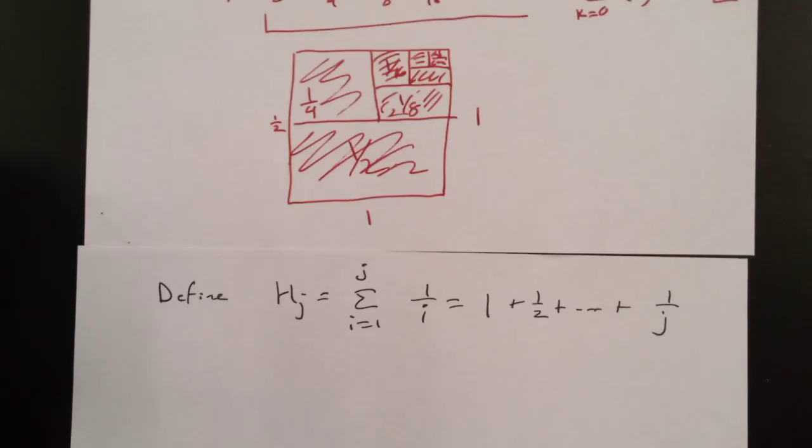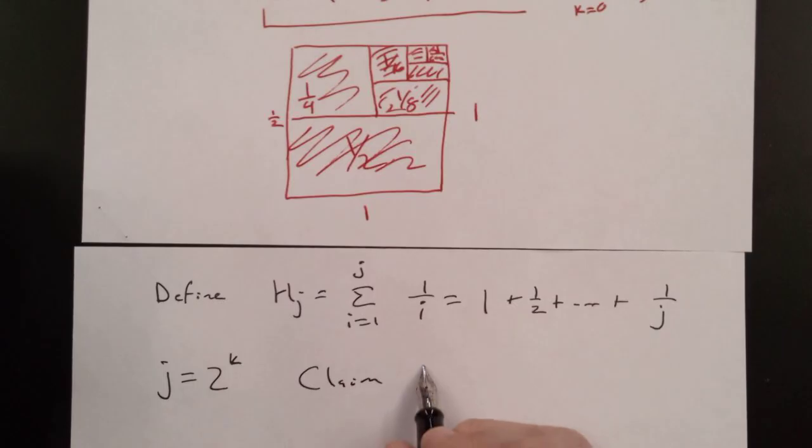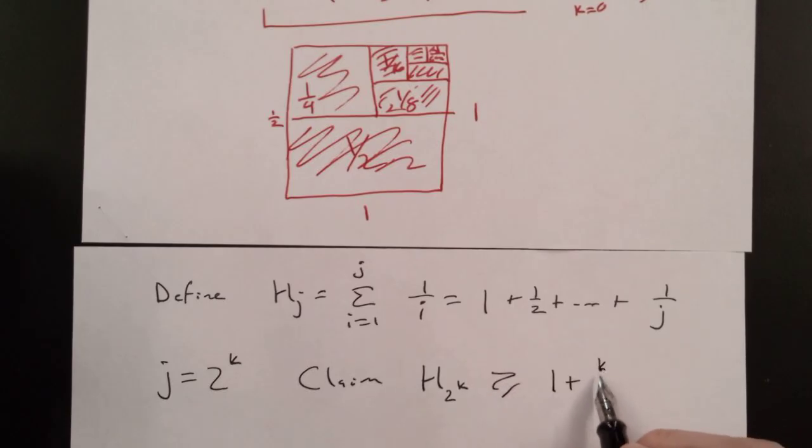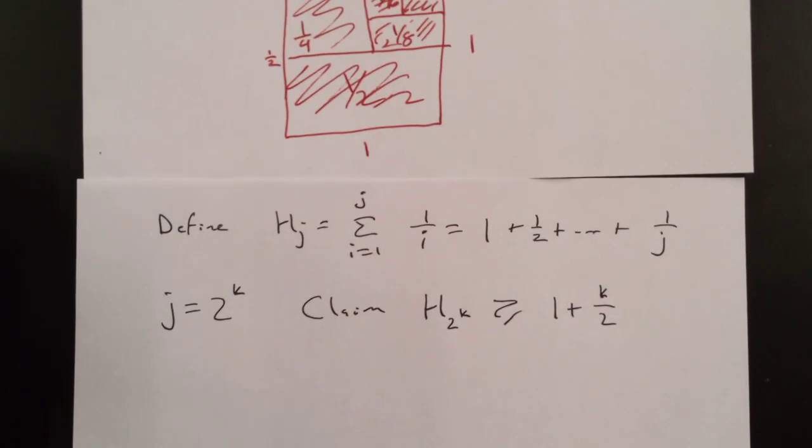Okay. I'm going to pick J to be a power of 2. I claim that H of 2 to the K is bigger than or equal to 1 plus K over 2. This is an induction argument. Here's my base case.